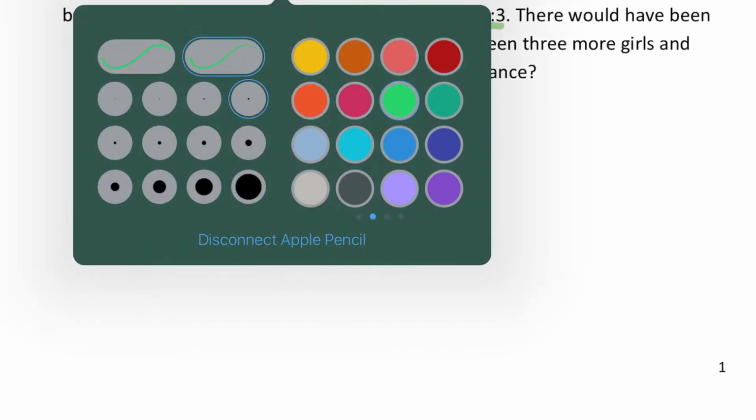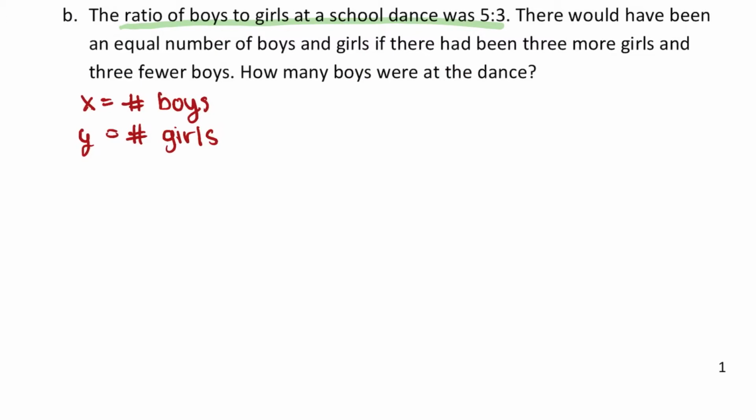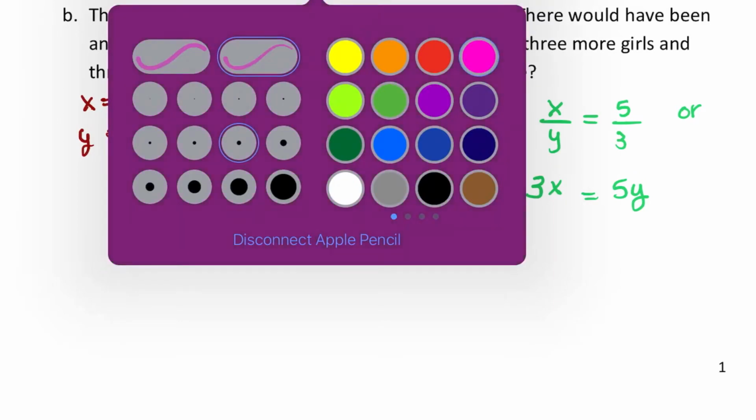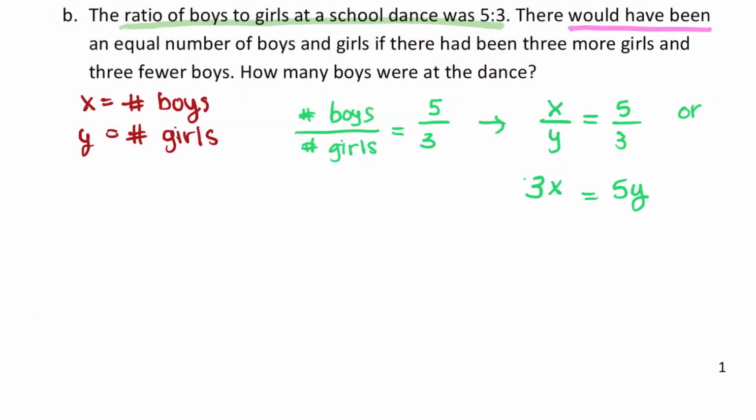One fact we know is the ratio of boys to girls at this dance is 5:3. So a ratio means if you divide those values, you get 5/3. So if I take the number of boys divided by the number of girls, I know that that should be equal to 5/3. Or you could think of it like for every 5 boys, there's 3 girls. So X divided by Y equals 5/3, or you could have equivalent forms of that equation too. Like if you multiply both sides by 3 and then multiply both sides by y, you could have 3x equals 5y.